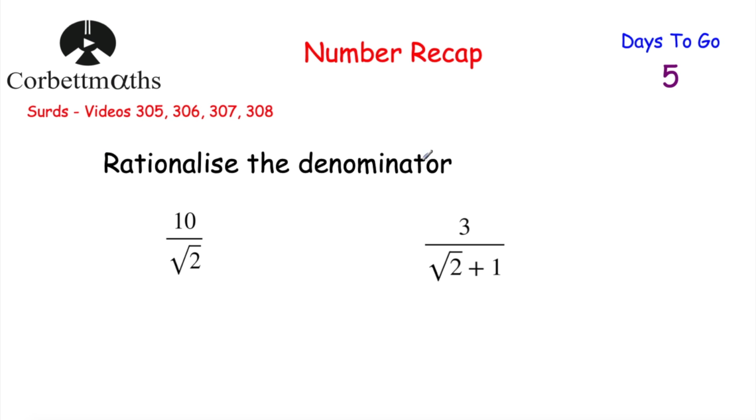Okay, next. Now, whenever you're dealing with surds, you may be asked to rationalise the denominator. So if you've got a fraction with a surd on the denominator, you may be asked to rationalise that denominator. We tend not to want an irrational number on the denominator.